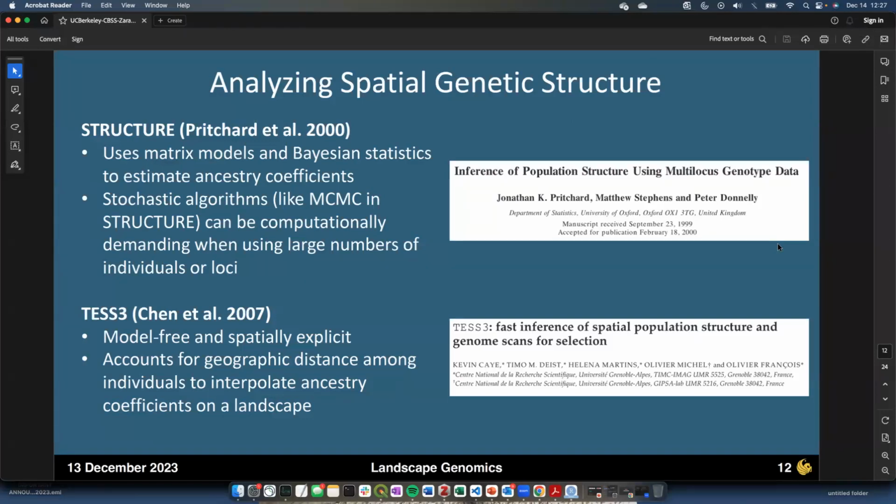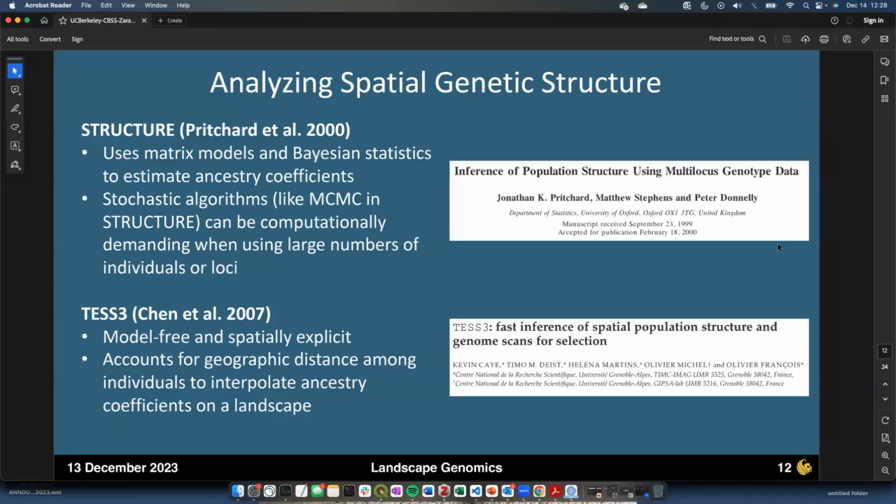One of the reasons some spin-offs of STRUCTURE developed, like ADMIXTURE, is because ADMIXTURE is not stochastic like STRUCTURE; it's a maximum likelihood based estimation method. So ADMIXTURE is a little bit faster than STRUCTURE, which increases people's ability to actually use it with larger whole genome-wide data sets.